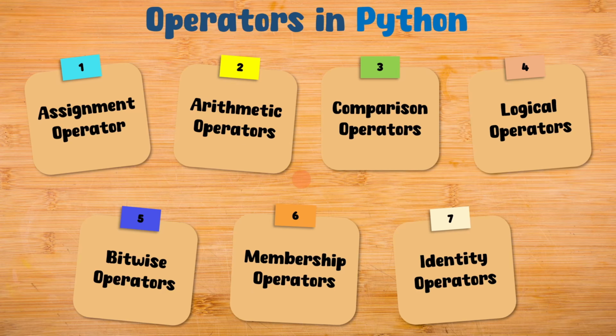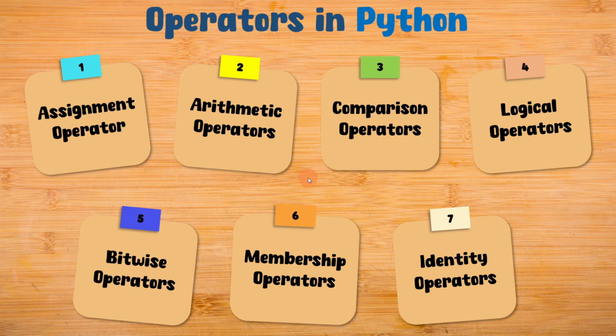Hello friends, earlier we learned about various operators that are present in Python. We know that operators will take some operand, perform some operation and give us the result. Based on the operation that the operators are performing, we have classified operators in 7 different categories: assignment, arithmetic, comparison, logical, bitwise, membership, and identity operators. So here we have classified operators based on the operation which they are performing.